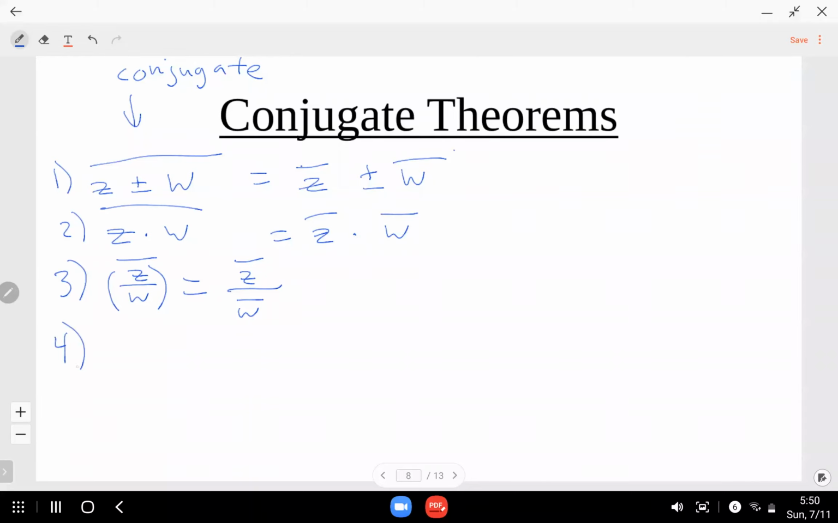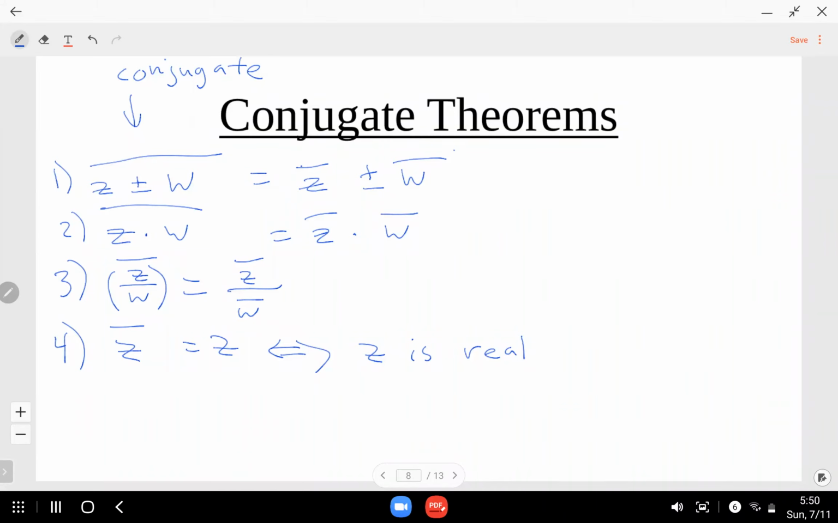The next one, which is kind of interesting, is that the conjugate of just z equals z if and only if z is real. All right, so the conjugate of z equals z if and only if z is real. So, very interesting. So now let's actually prove some of these. You can prove some of these.